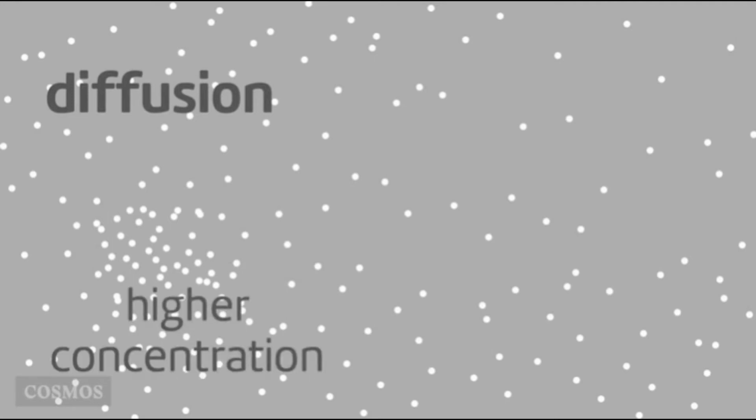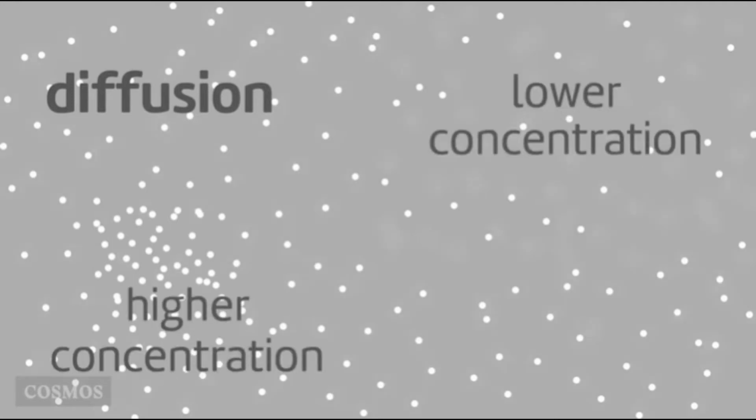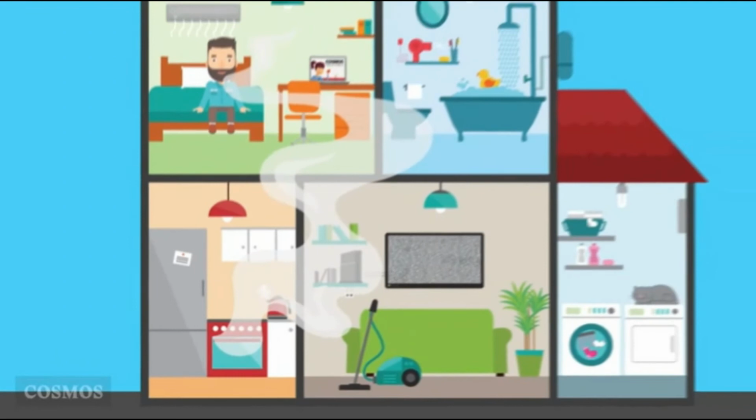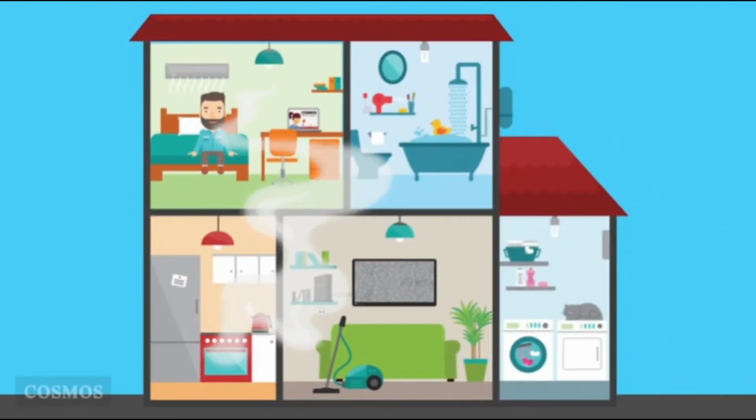Diffusion is the natural movement of gas or liquid particles from an area of higher concentration to an area of lower concentration. Think of how the smell of baking biscuits spreads out from the oven right through the house.